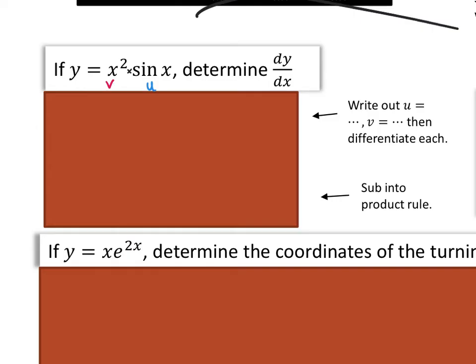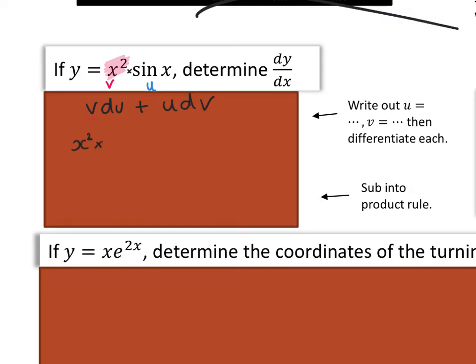Some people like to write this out and do this really long dragged out thing. We're going to do that just for this example. The second example, I'm going to show you how you should really be doing it. So, it goes v. The rule is v du plus u dv. Okay? So, it's very clear. It says v is the first one. What's our v? X squared, absolutely. So I'm going to write x squared.